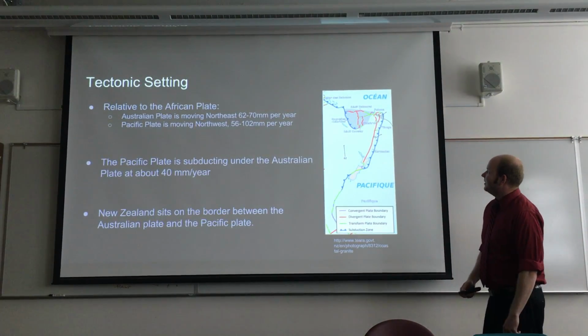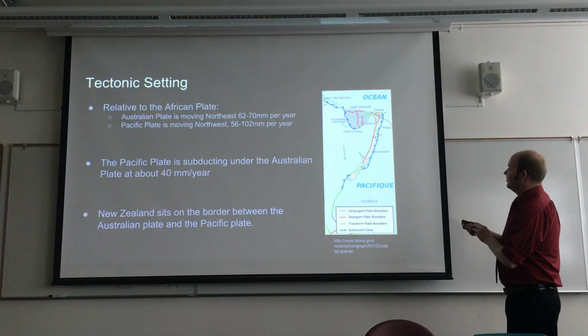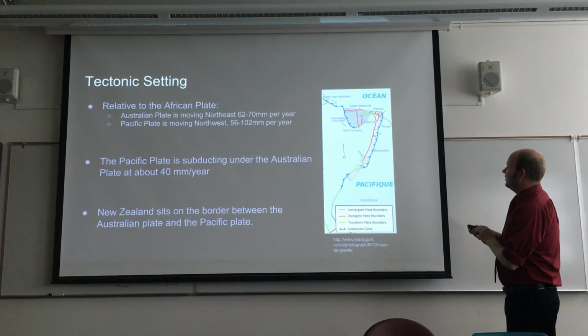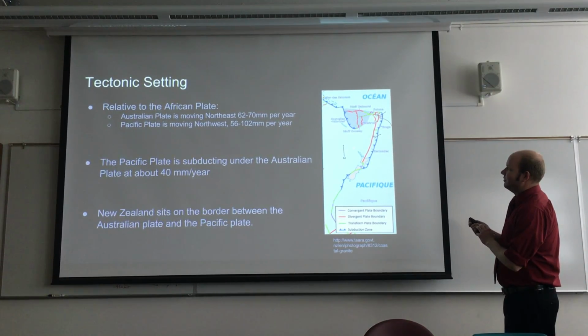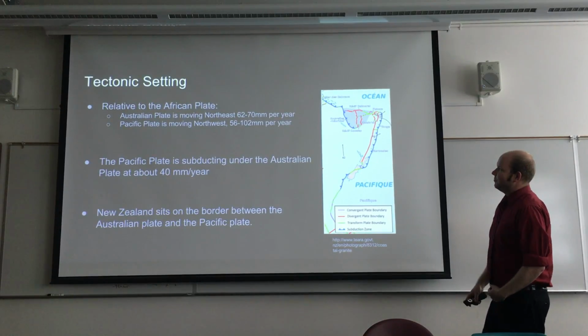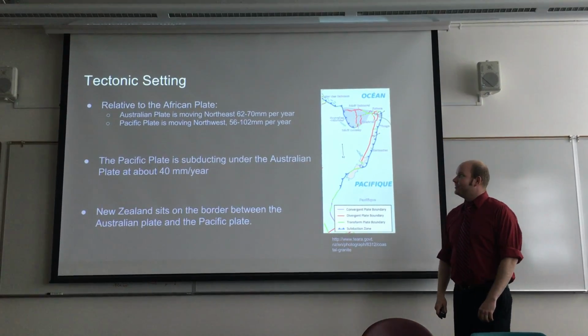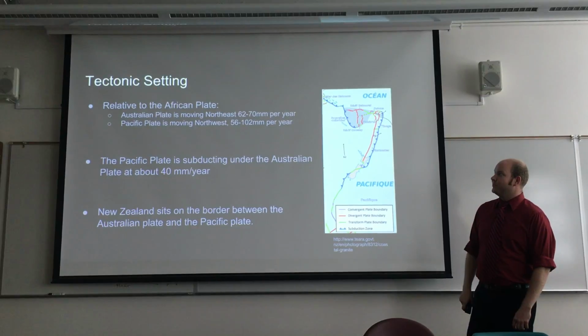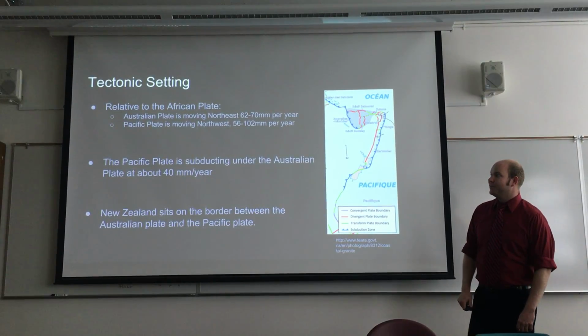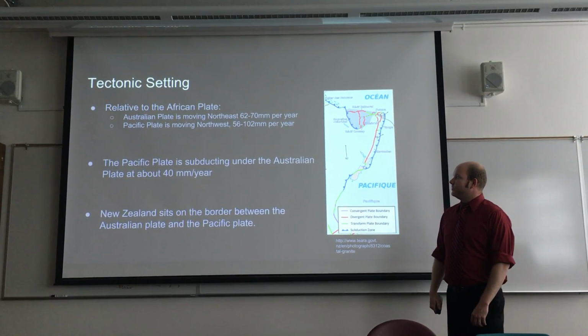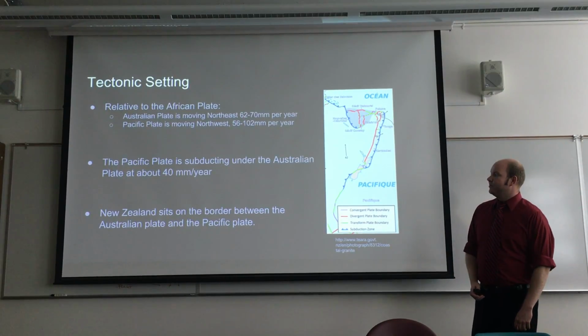So our tectonic setting, here we have New Zealand. We have the Pacific plate here on the right and the Australian plate here on the left. The Australian plate is moving northeast at around 62 to 70 millimeters per year, while the Pacific is moving northwest around 56 to 100 millimeters per year, with the Pacific plate subducting under the Australian about 40 millimeters per year.